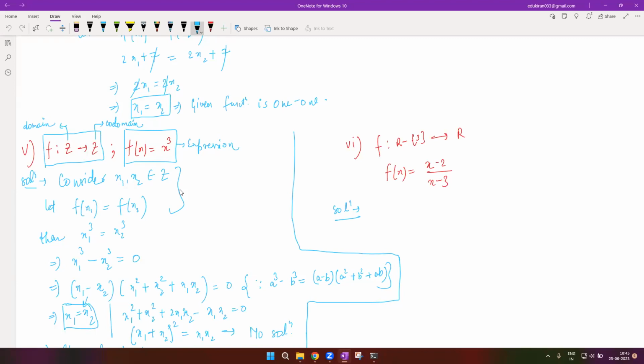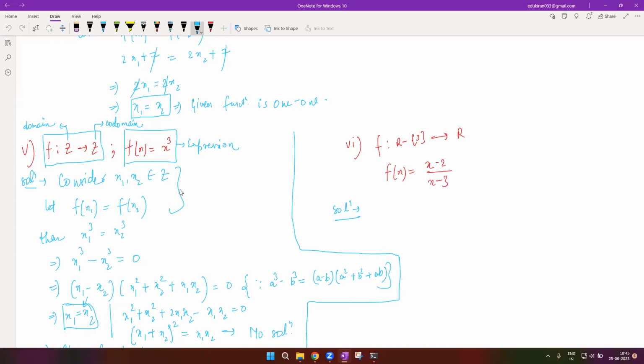Then we start by assuming that both of these inputs give the same output. Why did we do so? Because we wanted to understand whether the function is one-one or many-one. How do we know a function is many-one? If there are two inputs which give the same output, then the function is known to be many-one.